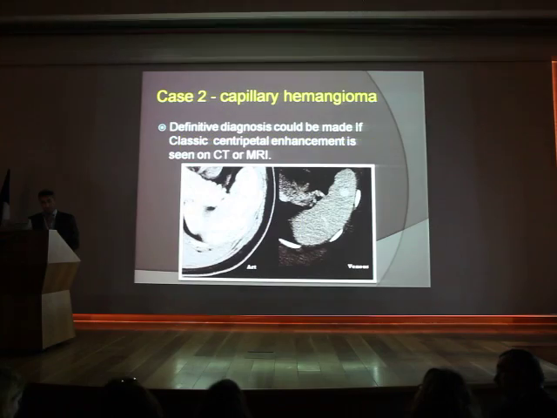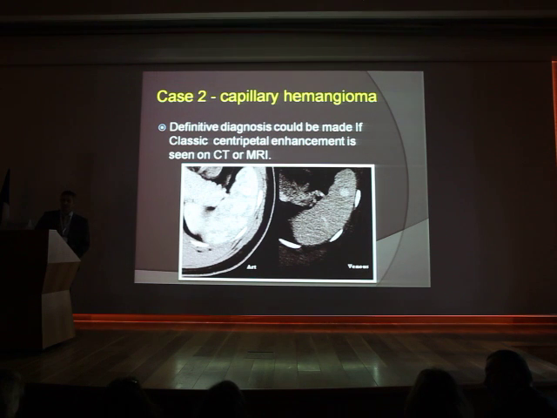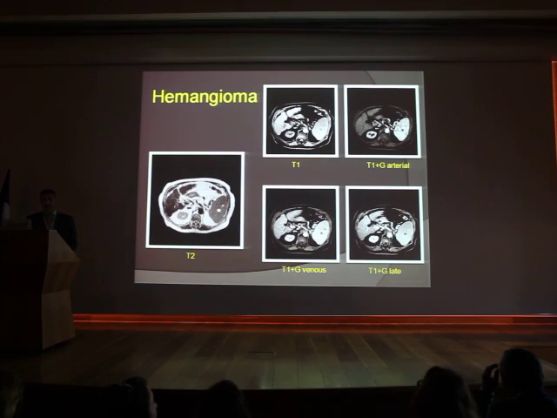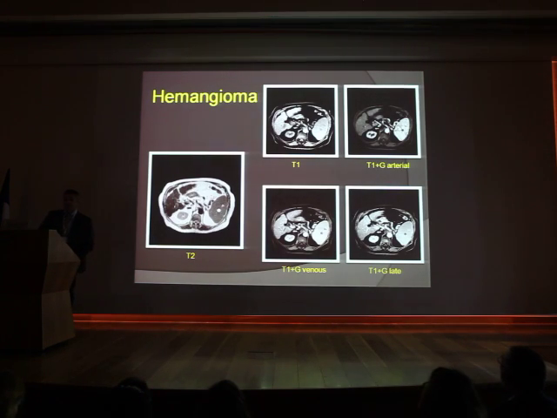So, when we do see a lesion that is showing enhancement that is centripetal and stays in the later phases, I think that you can call it clearly a hemangioma, and most likely this is going to be a capillary hemangioma. And then we can do the definitive diagnosis. But otherwise, not always. And over here you can see how it would look on an MRI.